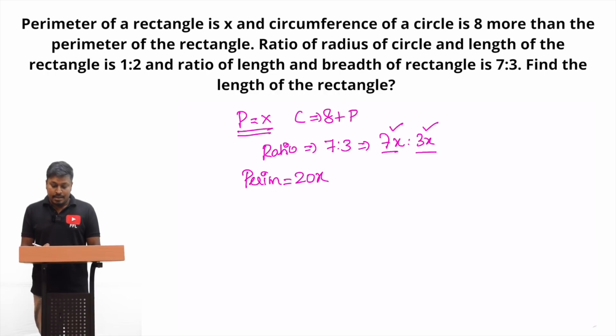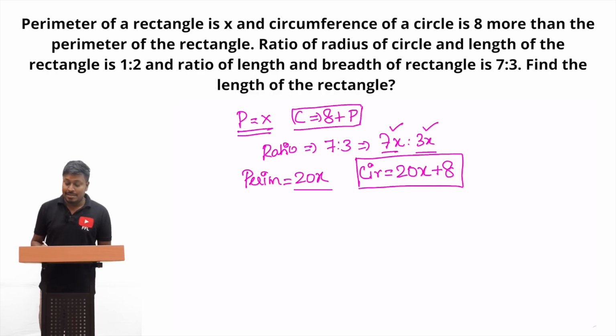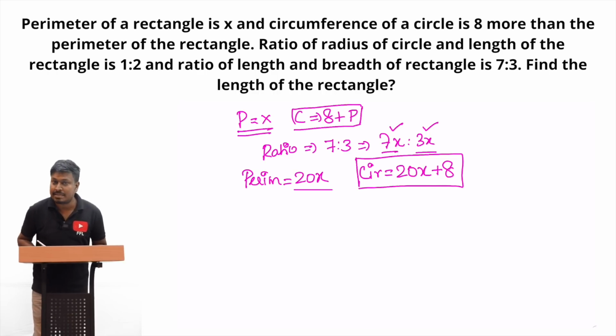Understood or not? And then we know that the circumference of the circle is 8 more than the perimeter. Already we have found the perimeter is 20x. So now the circumference will be 20x plus 8. Got it? So this 20x is the perimeter of the rectangle, which I found from the ratio value, that is 7x and 3x.